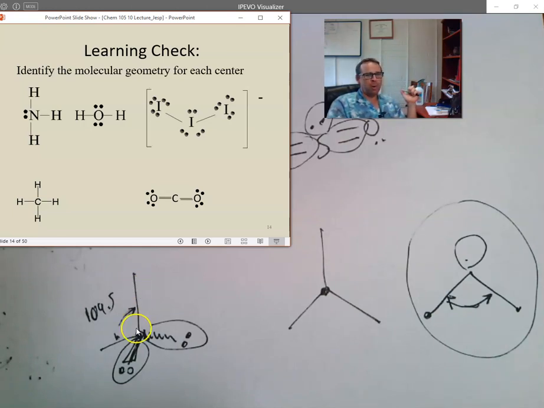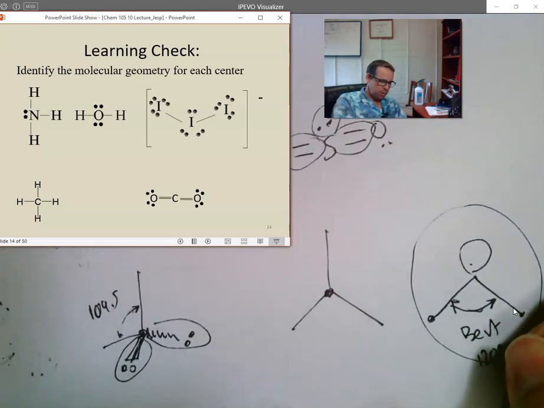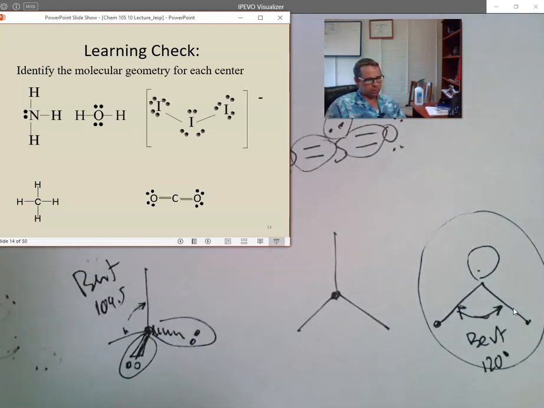This is also bent. Central atom, 2 ligands, and they're at an angle, right? It's bent. It's not 120 degrees like this bent one was here. This is bent at 120 degrees, but this is bent at 109.5 degrees. Does that make sense, Joey? Yeah, it does. Okay. Kylie, what's the shape of this molecule right here?